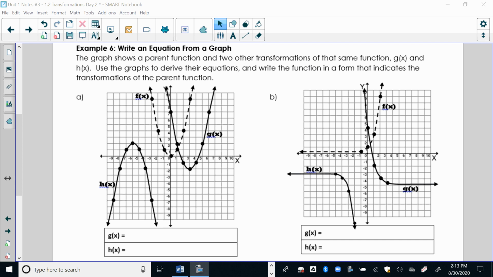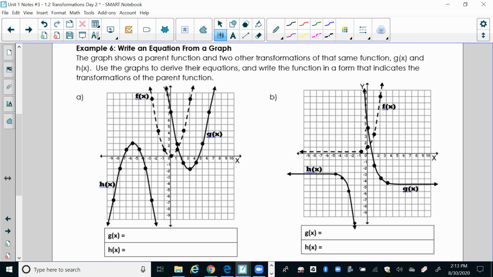So in this case, we're lucky and we're actually given the graph of the parent function, but that might not always be the case. So again, that falls back on you really needing to know your parent function. So in A, we have the graph of f of x right here. It's very clear to see that our parent function f of x is x squared. So now let's take a look at our first transformed graph, g of x.